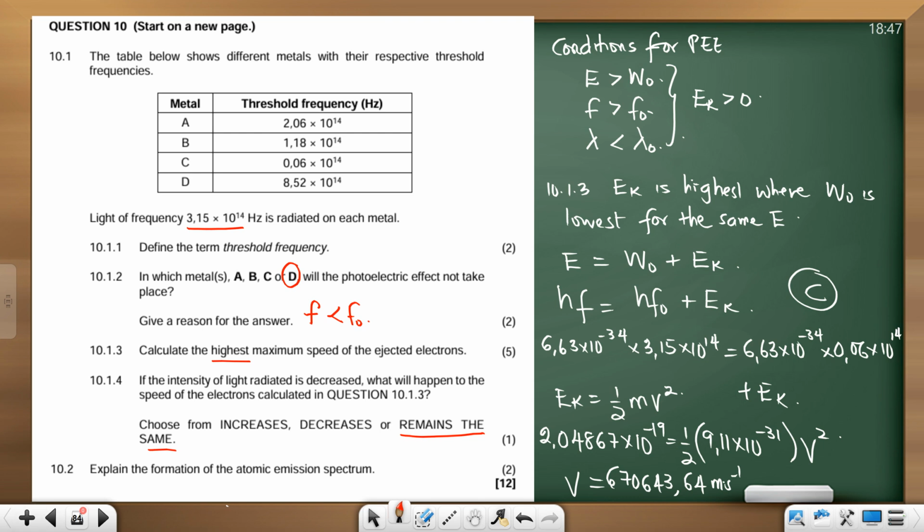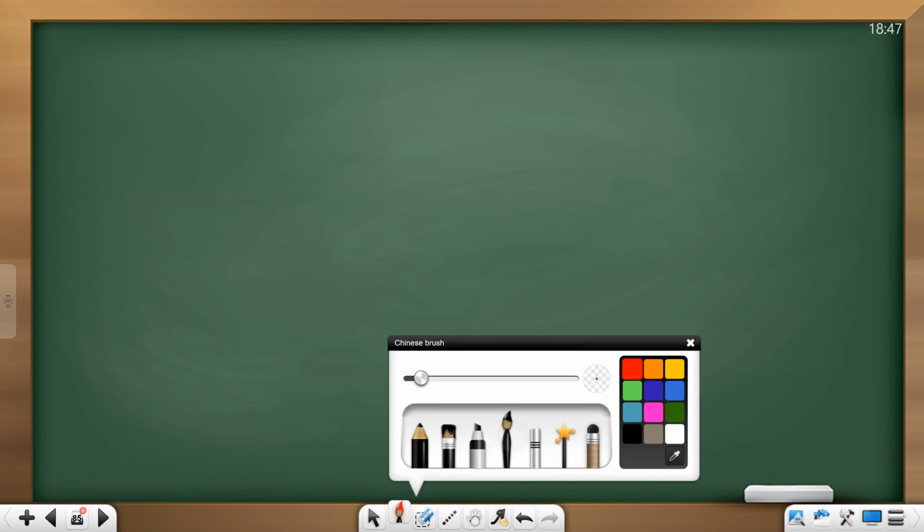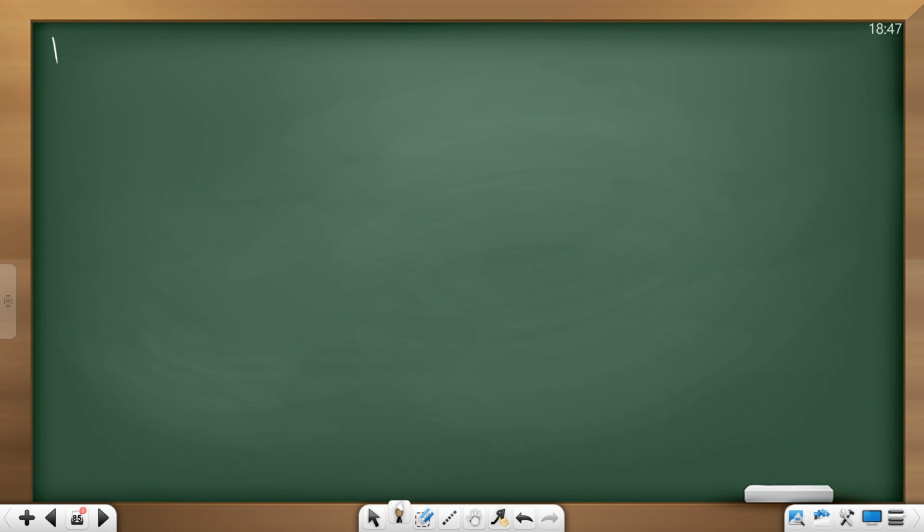Here, you don't understand 10.1.4. Okay, let's quickly look at this. This is what we're saying. Quickly trace it. What is intensity? You must understand what that means. Number of what? Photons. And I'll quickly give you the notes. Increase in intensity. What would that mean? That means the number of photons increase.